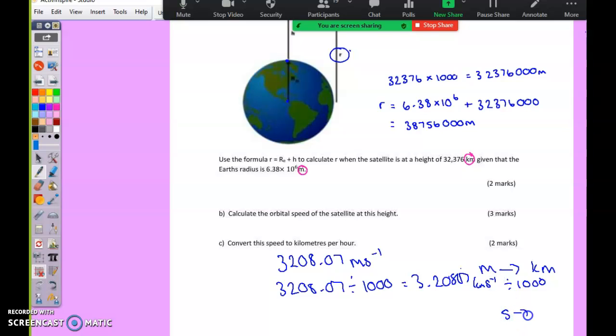How do I get from seconds to hours? How do I get from seconds to minutes? There are 60 seconds in a minute, and then 60 minutes in an hour. So altogether I'm timesing by 3,600.